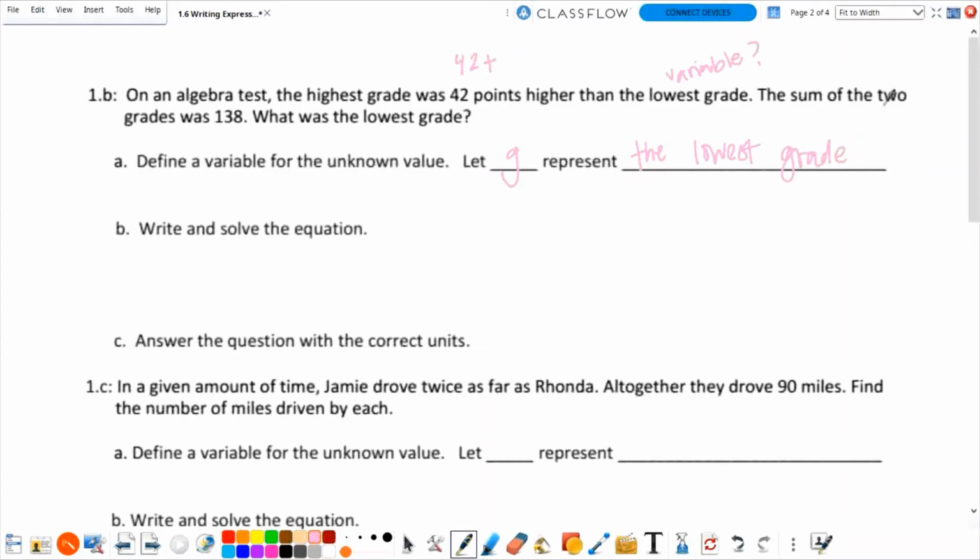Okay, and then it says the sum of the two grades. So that means high plus low equals 138. All right, so we know that our highest grade is going to be 42 plus our lowest grade, which we said is G. But the 138 also includes the lowest grade, so we're going to have G on there twice.